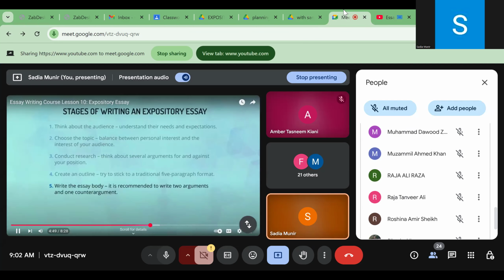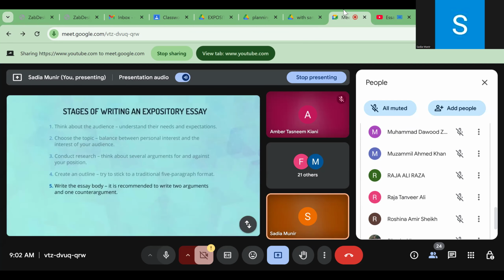Recommended to write 2 arguments supporting your idea and 1 counter argument. This part is optional, however, showing the opposite approach will interest a large audience.